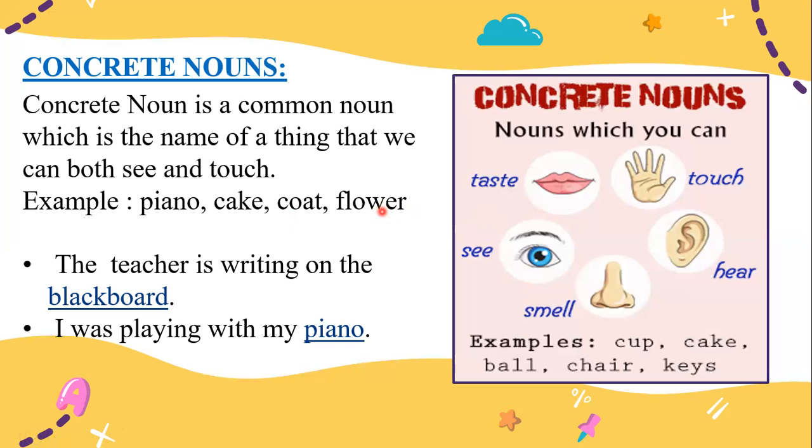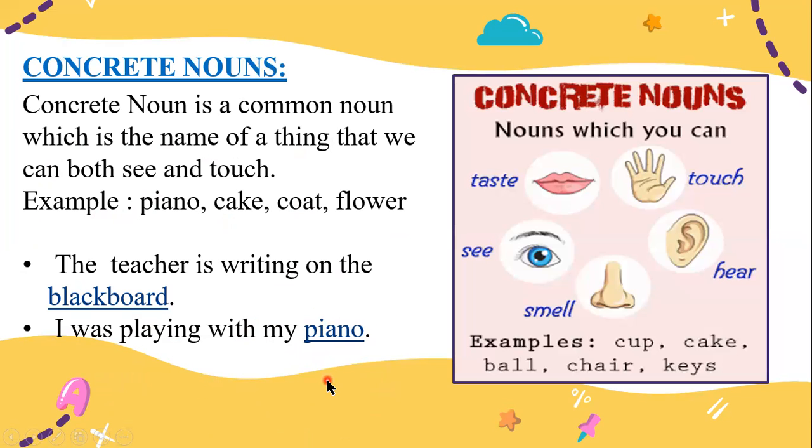Okay. Now let's see an example. The teacher is writing on the blackboard. What is she doing? She's writing on a blackboard. Blackboard is a common thing. Yeah. We can touch it and she's also working with it. The next one. I was playing with my piano. So which is a concrete noun? Playing will not come. Can we touch a thing? No. So what is it? Piano. It's a thing, right? Piano is a thing.